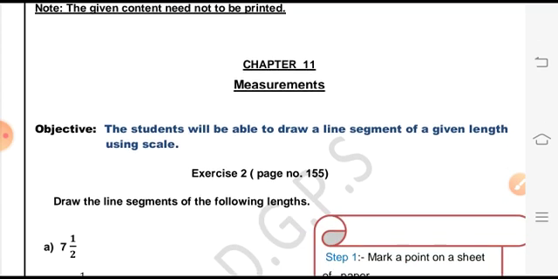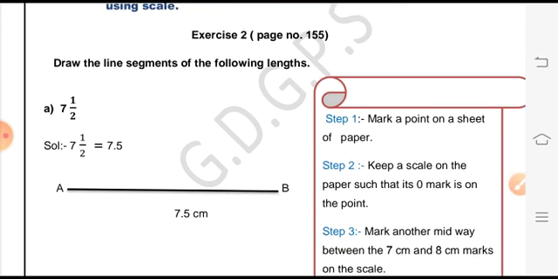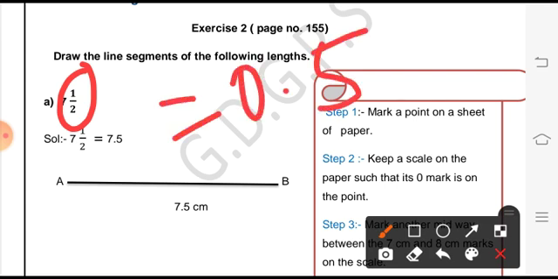Dear kids, in this video we are going to discuss exercise 2 and we will learn how to draw a line segment of a particular length using a scale. So this is exercise 2 on page number 155 of your book and the question is draw the line segments of the following lengths. Part A is 7 1/2. All of you know 1/2 means half, that is 0.5. So you can write 7 1/2 as 7.5 as well. Now that means we have to draw a line segment of length 7.5 centimeters.